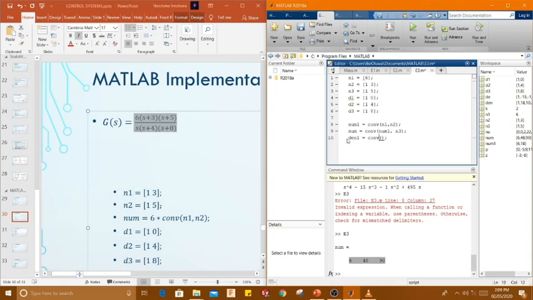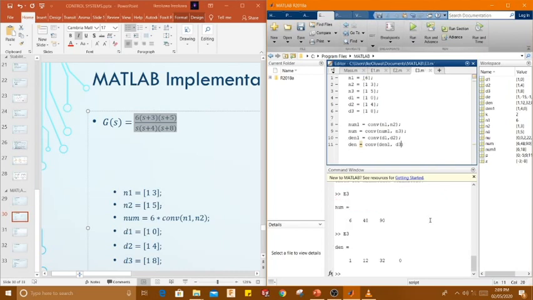So what goes in there? We have D1, D2. And then we have the denominator proper now is going to be CONV of DN1, comma, D3. So I'm testing my code in pieces. You can see this. I'm testing my code in bits. So you see here. So good. Now let's move on.